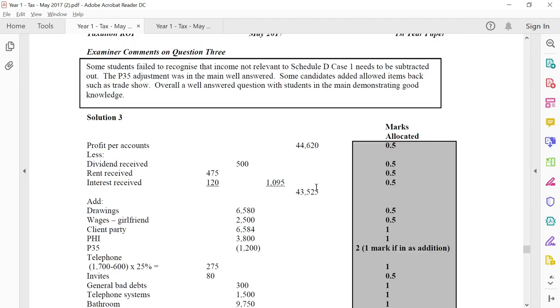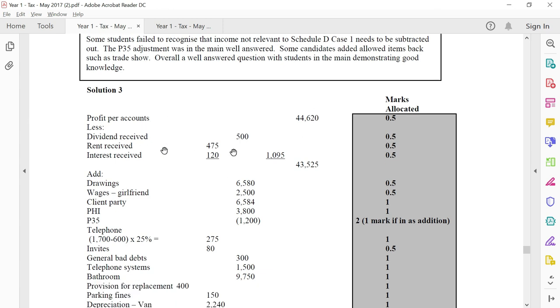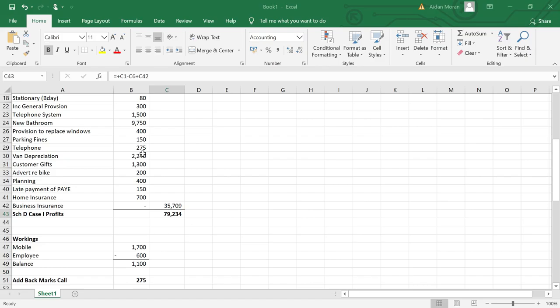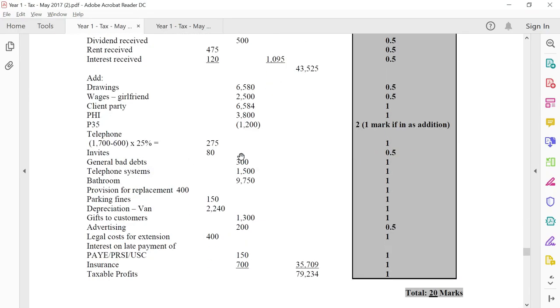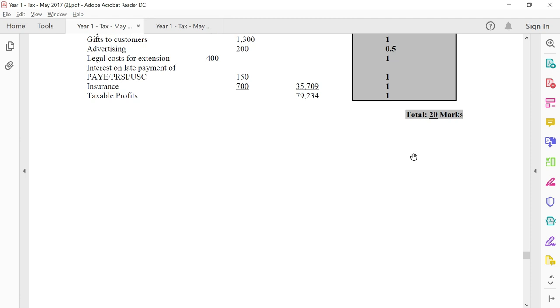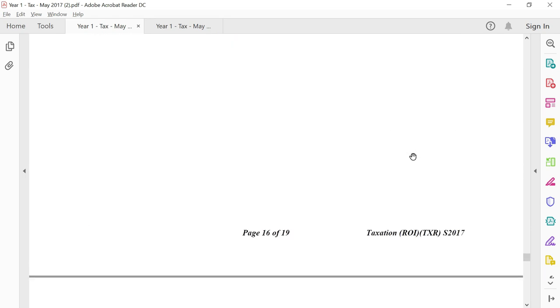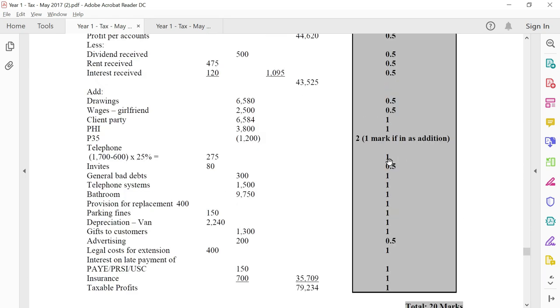So, third solution, the profit per accounts. They're listing less my other income, which is up here, which I just listed out, and then they're putting in my add backs. One thing I've noted in this solution is that you're getting marks left, right and centre all the way down here, but it's not clear that they're giving you marks for not including things. This solution is giving you marks only for the things that you're to add back.